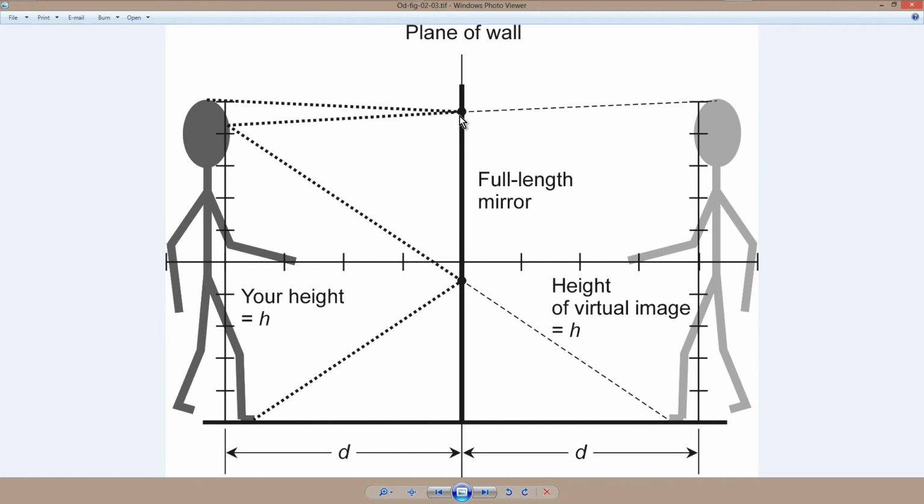You have to place it so that the top of the mirror coincides with the reflection point of this ray, and the bottom of the mirror coincides with the reflection point of that ray.